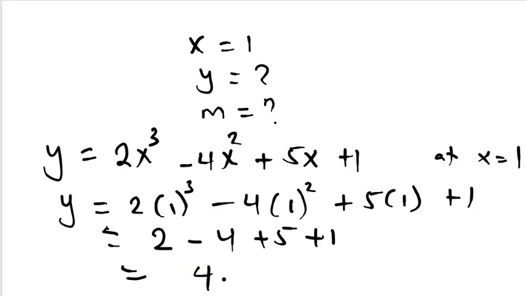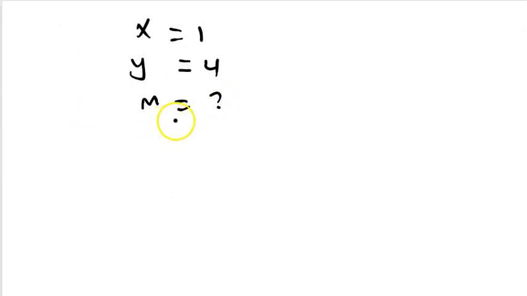We also have the value for x. We need to find the slope. Let me do that in the next page. So we have x is equal to 1, y is equal to 4, just like we found previously. Okay, so what is the slope? We need to find m. m is the slope. And how do we find it? We take the derivative of the equation. Find the derivative of the equation, which is written as y prime.